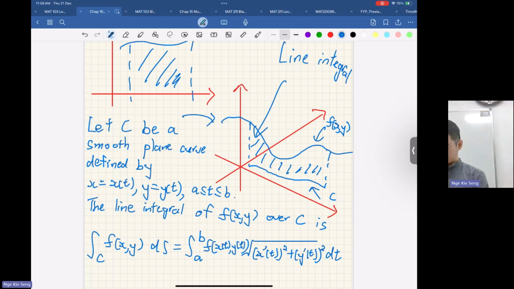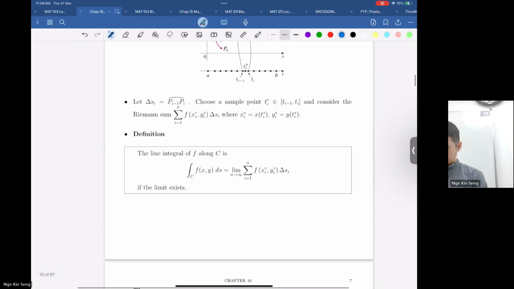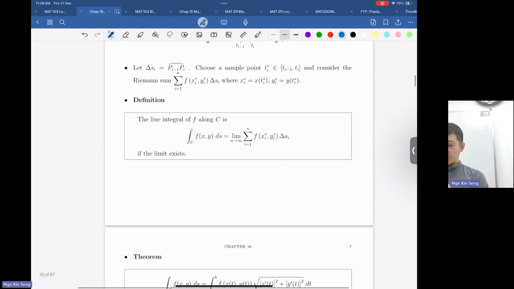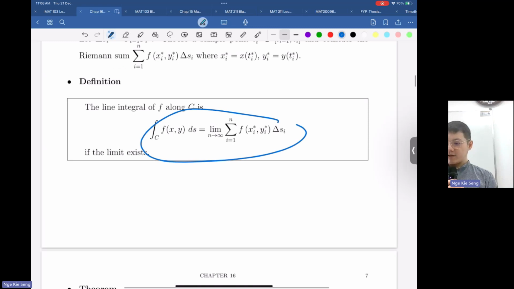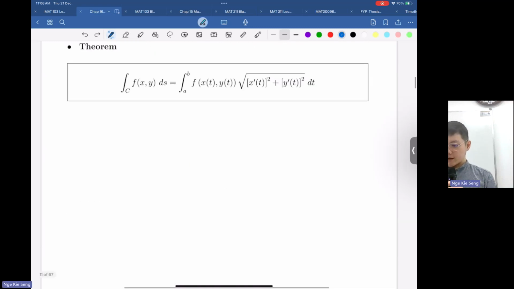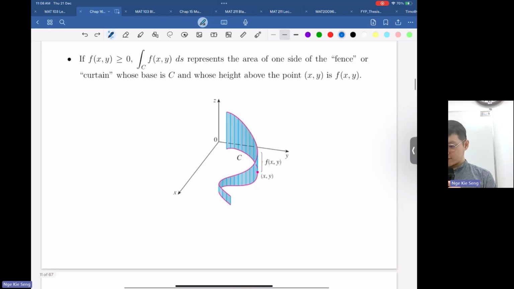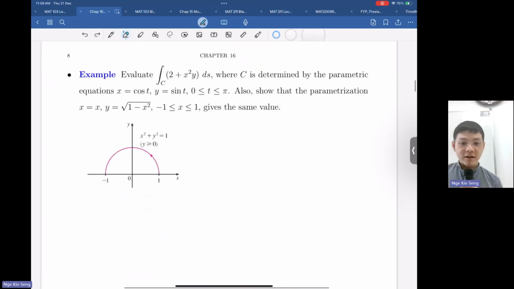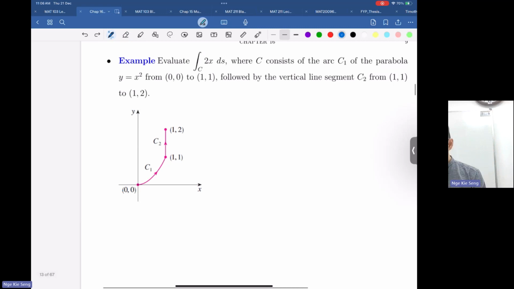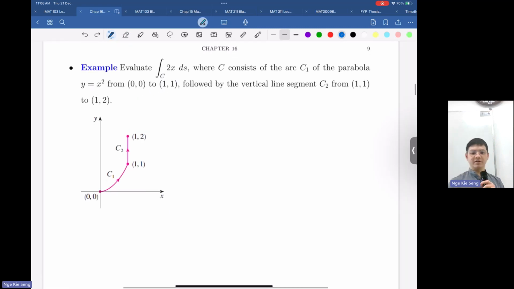Okay, so let's look at one example here. The actual definition is still the limit. You can read about it, but it is not very important here. Let's see what example is different. Okay, let's do this one first.